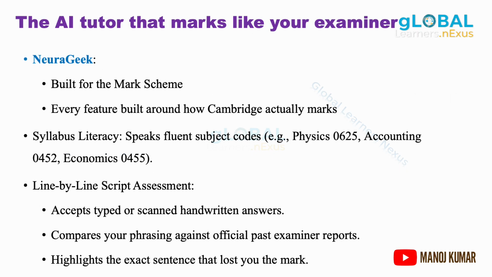NeuraGeek is a favorite for a reason. It speaks fluent subject codes, 0625 physics, 0455 economics, you name it. It does line-by-line script assessment. You can scan your handwritten work and it will highlight the exact sentence where you lost the mark. It's like having a senior examiner sitting next to you.